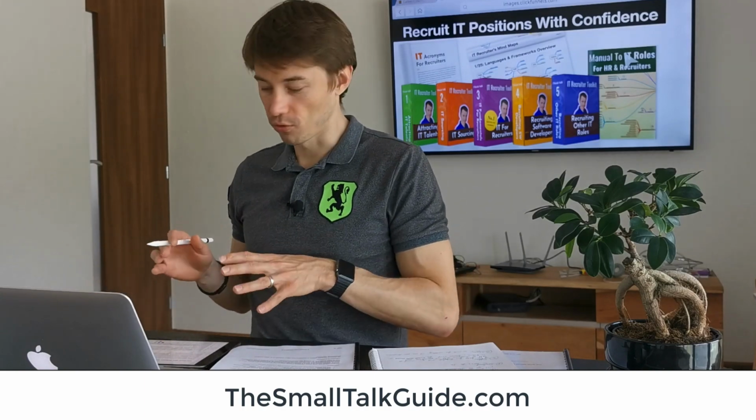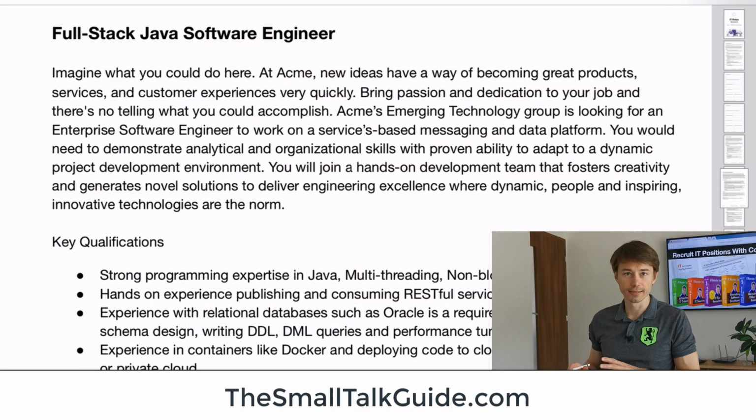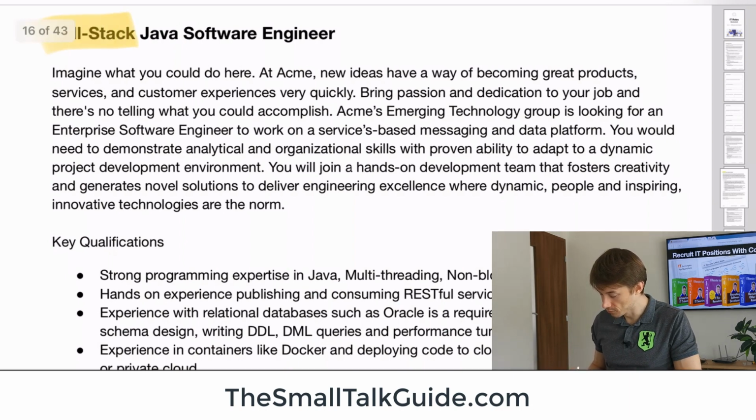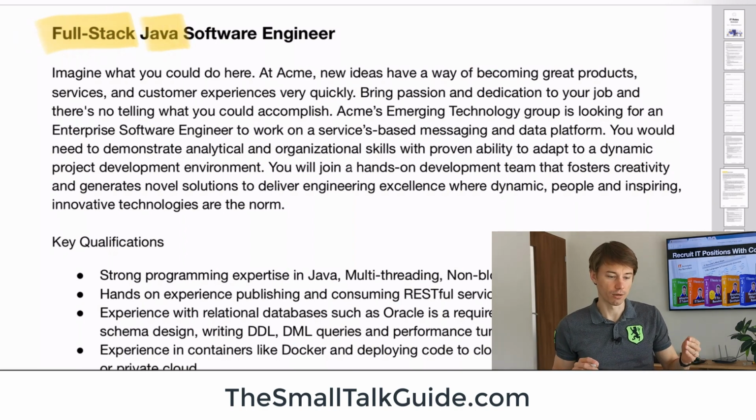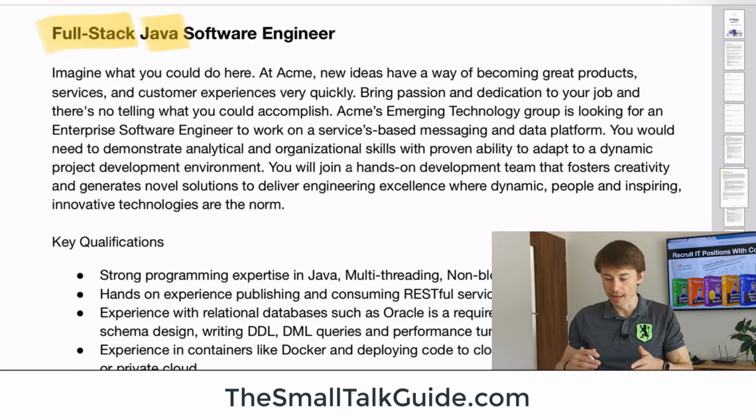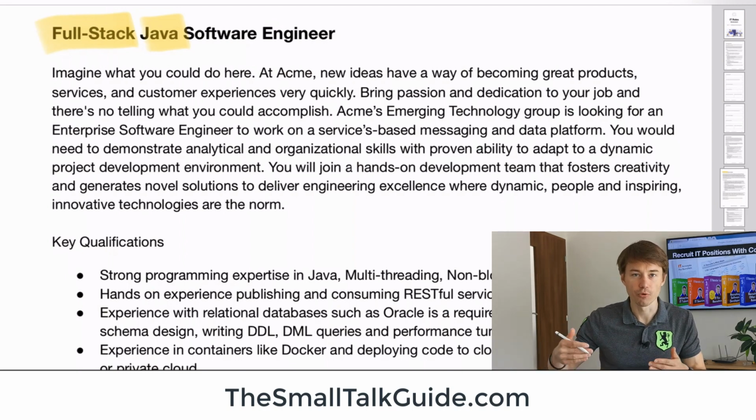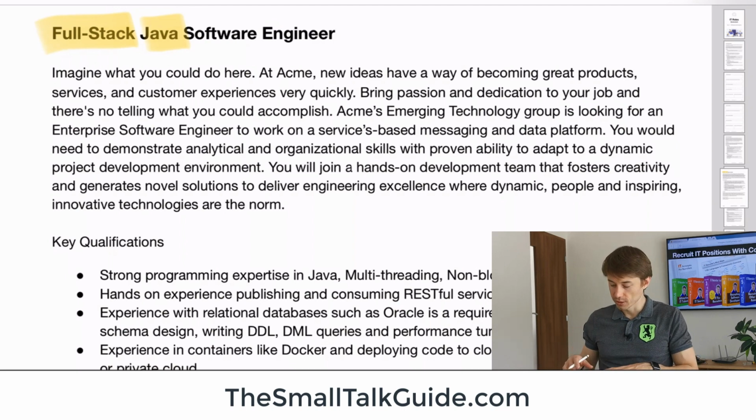So here is the JD. I also have it opened on my iPad so you can read it a little better. Looking at the title, you can obviously see they're looking for a full stack and Java engineer. Full stack means being able to work on both backend and frontend, and Java is a backend programming language. You can also see this visualized in our mind maps.